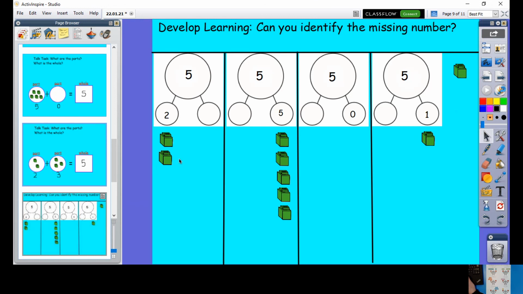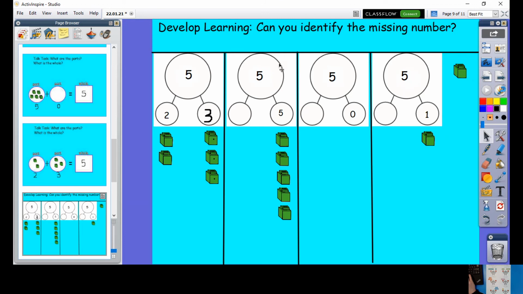So we can start on 2 and we can count on. 2, 3, 4, 5. How many have we got in this part? Let's count together. 1, 2, 3. Very good. Okay, on to the next one.